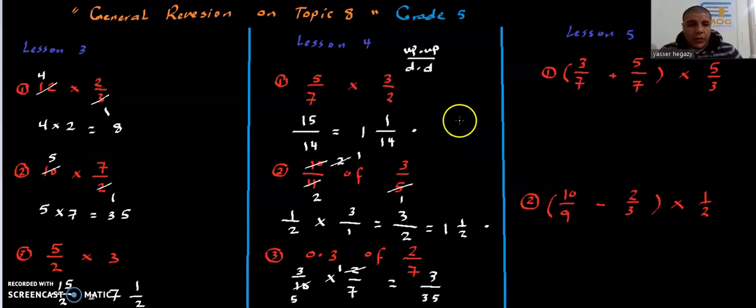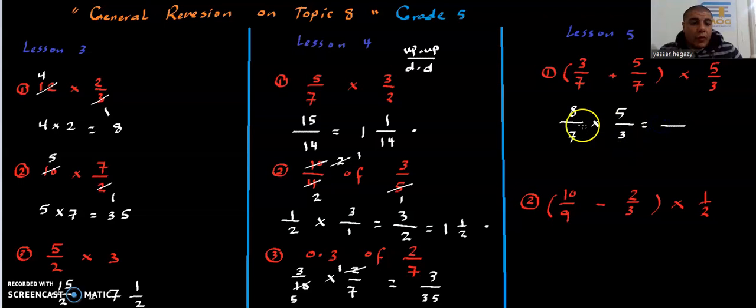Let's go to lesson 5. In lesson 5, 3 out of 7 plus 5 out of 7 multiplied by 5 out of 3. The first step, you must start with the brackets. We have 3 out of 7 plus 5 out of 7. So we add firstly. Here's the same denominator, which is 7. 3 plus 5 equals 8. Multiplied by 5 out of 3.